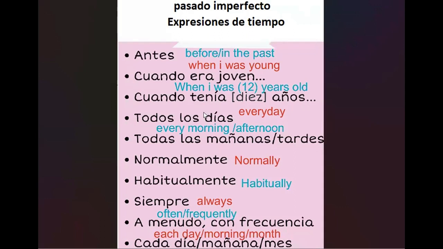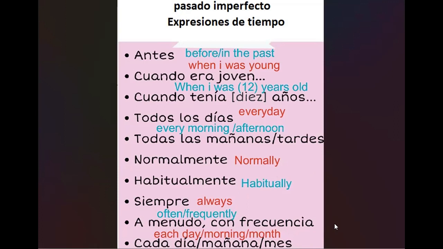Here it says, todos los días, todas las mañanas, todas las tardes, normalmente, habitualmente, siempre, a menudo, con frecuencia, cada día, cada mañana, cada mes. Okay, I'll try to give you an example for each one.